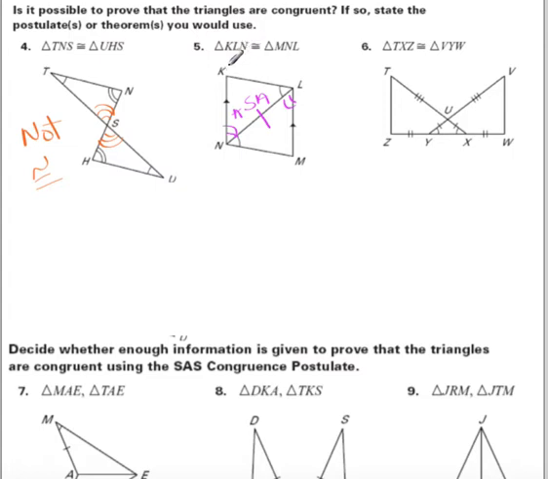But let's check the naming to make sure that it's in the right order. KLN, K to L to N. K should line up with M, and it does. L has a marking in this top triangle, the same as N in the bottom triangle, so L and N should line up, and they do. So those are in the correct order. So I am going to say yes, by the angle side angle congruent postulate.